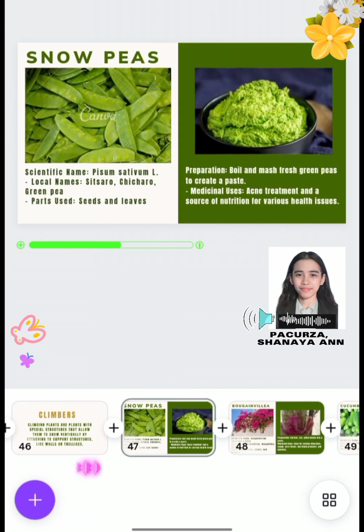The first example of climber plants is snow peas. The scientific name is Pisum sativum L. The parts used are seeds and leaves. To prepare a snow pea paste, you have to boil and mash green peas to create a paste. The medicinal uses are treatment for acne and a source of nutrition for various health issues.